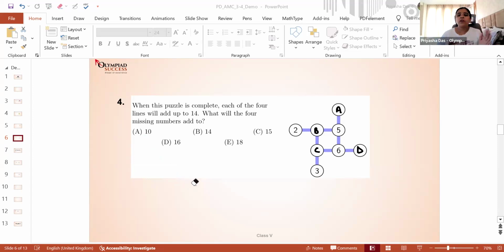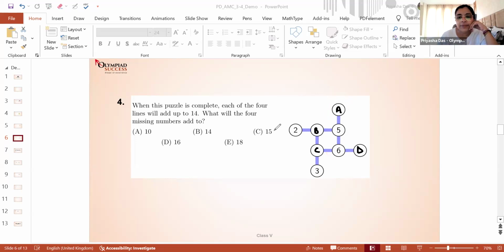Okay? So now it's all yours. You think and tell me how to do this. So, it says that each 4 lines add up to 14. I'm confused with only one thing. What does it mean, the lines? These lines. So if you move straight like this, let me draw it for you. If you move straight like this, so A plus 5 plus 6 should add up to 14.